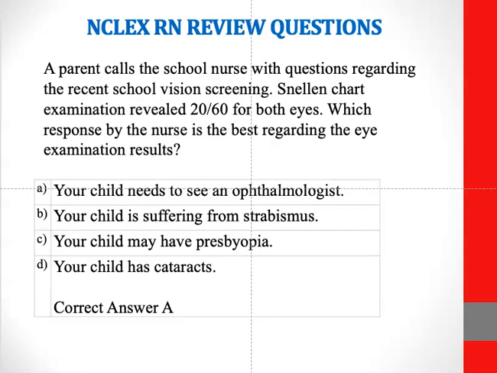A parent called the school nurse with questions regarding the recent school vision screening. Snellen chart examination revealed 20/60 for both eyes. Which response by the nurse is the best regarding the eye examination? A. Your child needs to see an ophthalmologist. B. Your child is suffering from strabismus. C. Your child may have presbyopia. D. Your child has cataract. So the correct answer is A. Your child needs to be seen by an ophthalmologist because the normal vision is 20/20.